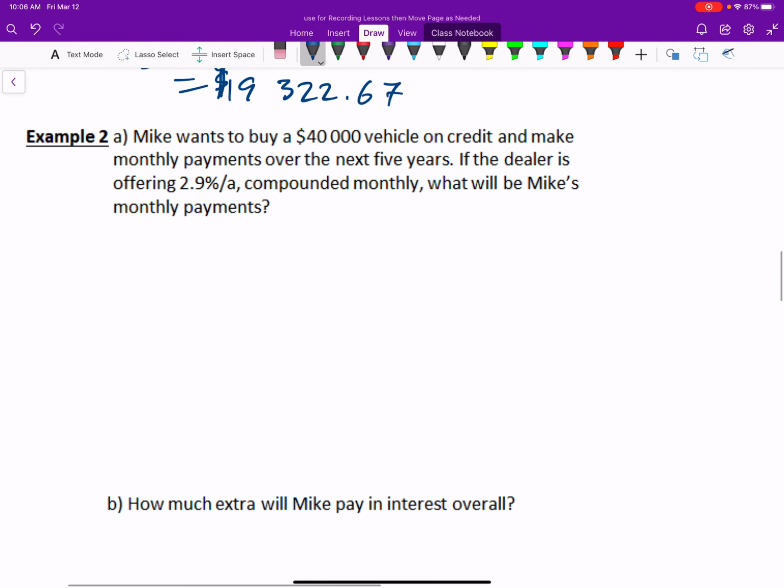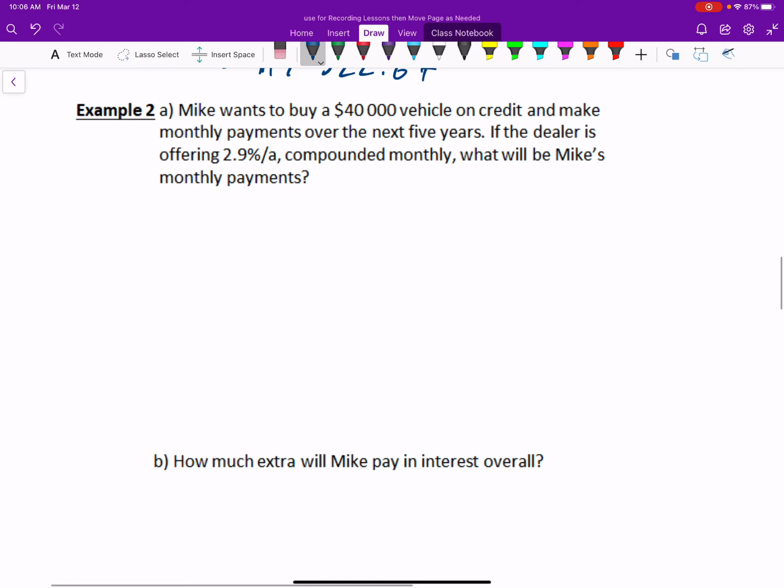Here's another one. We can use it to calculate loan payments. So Mike wants to buy a $40,000 vehicle on credit and make monthly payments over the next 5 years. If the dealer is offering 2.9% financing, compounded monthly again, what will Mike's monthly payments be? So again, this time we're trying to find out what R is. So the present value actually is $40,000.